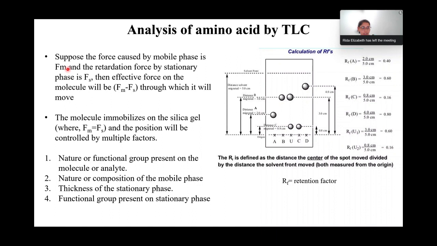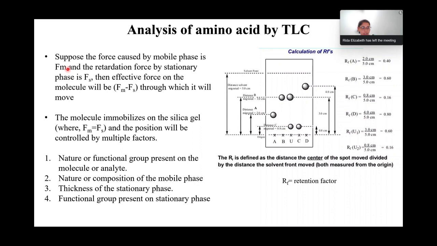Wherever your mobile phase force will be equal to the force exerted by the stationary phase, that is the position where the molecule will get immobilized, because there it cannot move any further as the opposing force is equal in magnitude. And where it will be immobilized is determined by multiple factors.